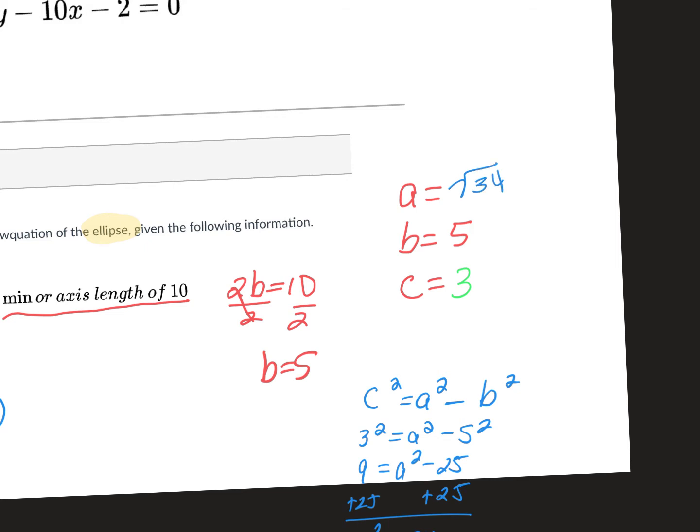Yes or no? All right, so we have everything we need, guys. First of all, is this going to be a horizontal ellipse or a vertical one? Which is bigger, my A or my B?